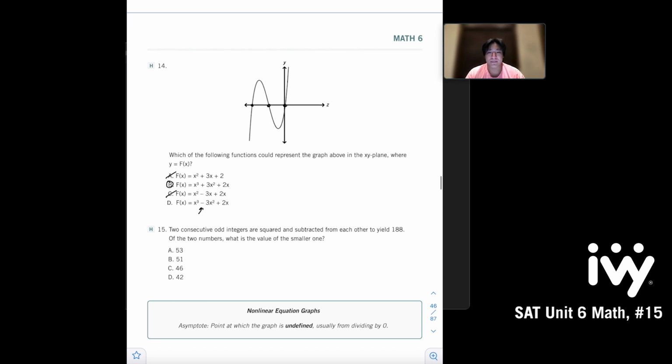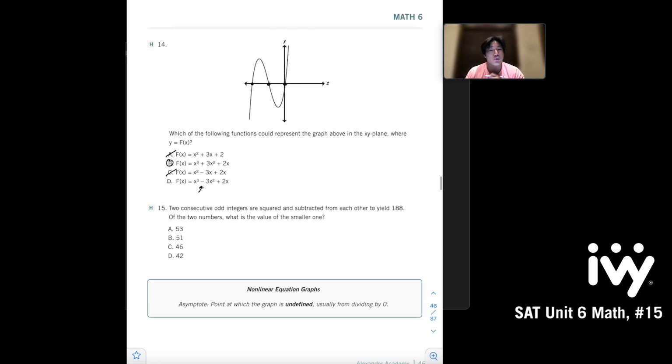Okay, question 15. 2 consecutive odd integers are squared and subtracted from each other to yield 188. Of the 2 numbers, what is the value of the smaller one? So here, like we remember seeing in previous lessons, two consecutive odd integers can be represented as x and x plus 2. To find the difference of the squares of these two, we square both of them, x plus 2 squared, and then we subtract them, so minus x squared. And this should equal 188.